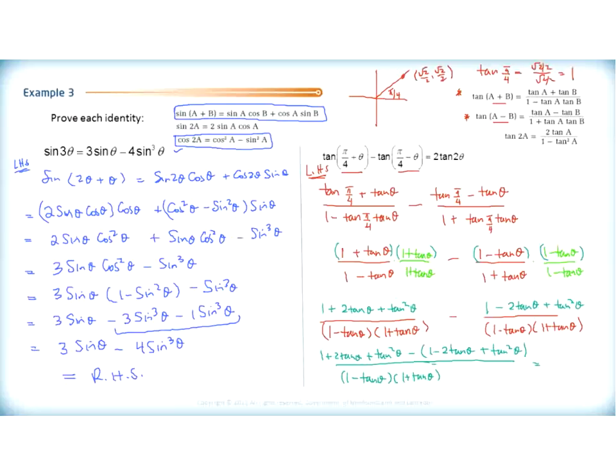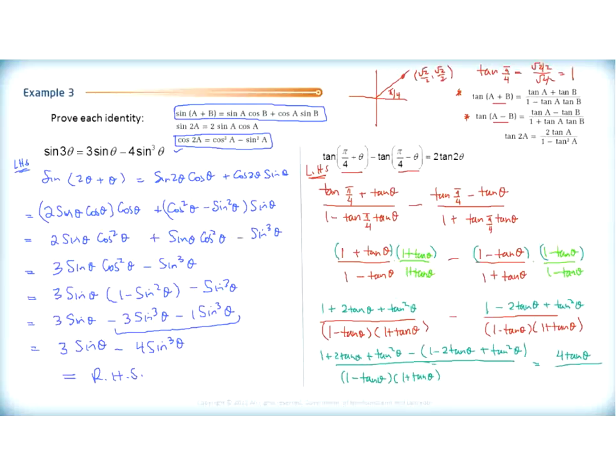Now you should see again when I subtract, I end up getting the opposite of everything inside the bracket. So let's see if we can figure out what this is going to look like. I got 1, subtract 1, that's 0. I got a 2 tan theta, subtract a negative 2 tan, which is 2 tan plus 2 tan, which is 4 tan. So that gives me 4 tan theta. And I've got a tan squared theta, subtract tan squared theta, which is 0. All I'm left with in my numerator is 4 tan theta.